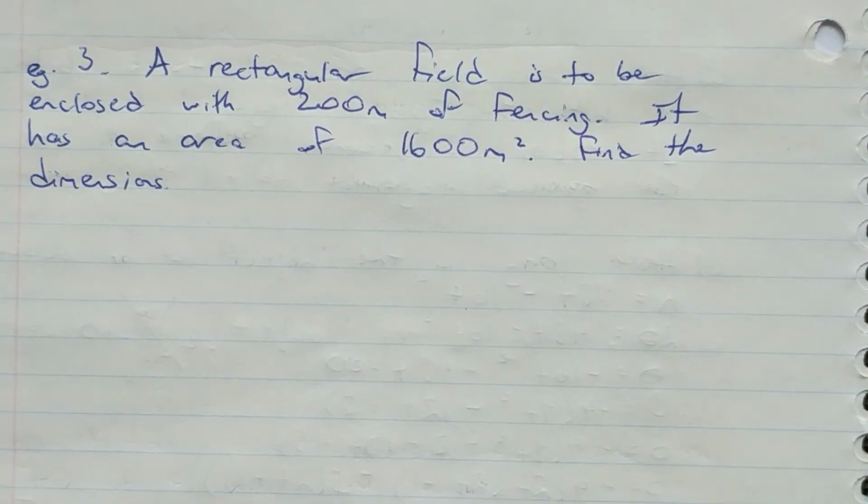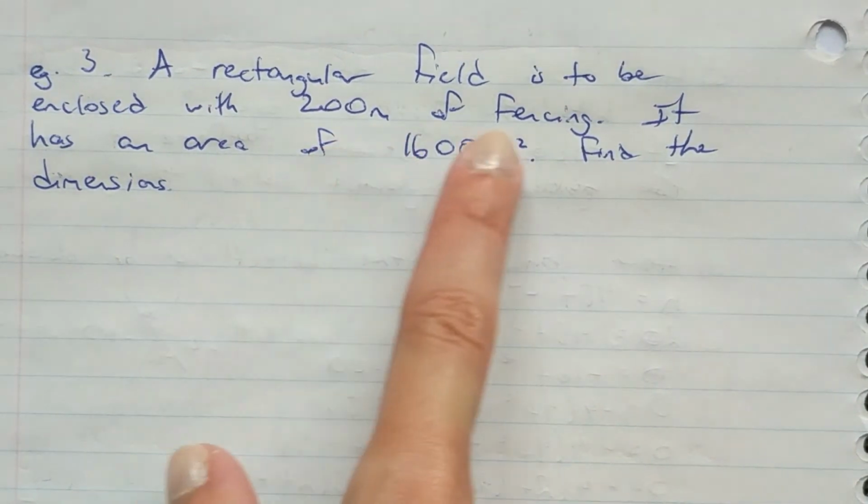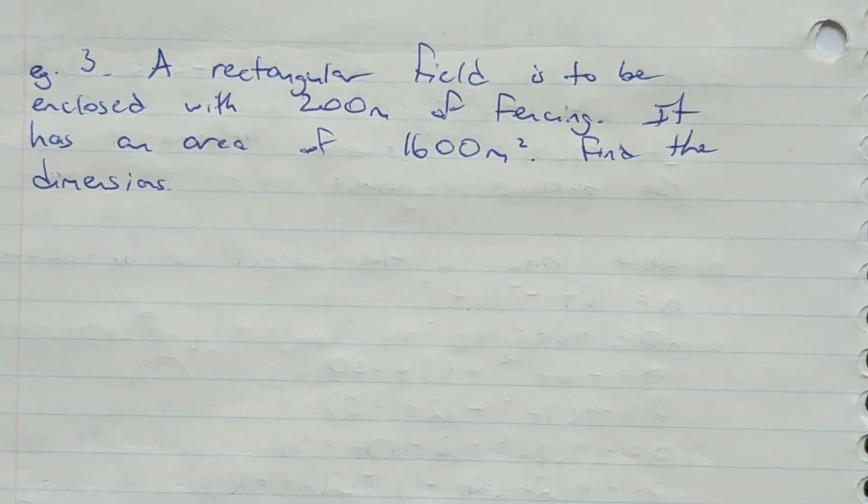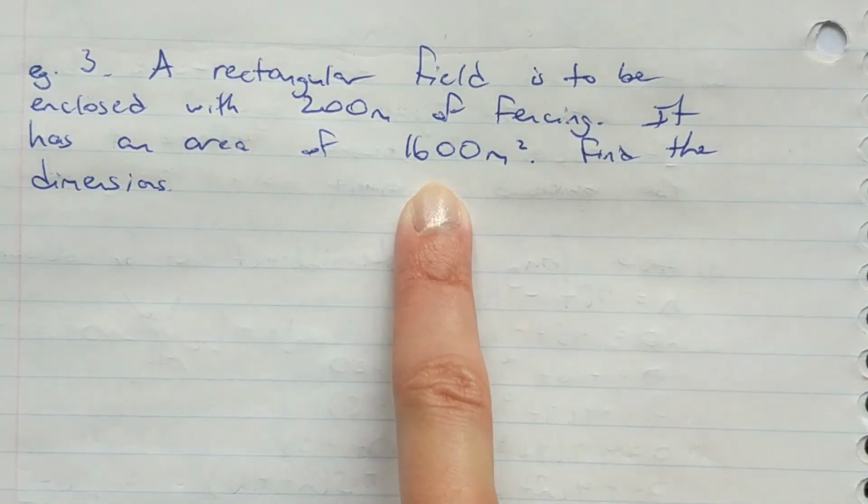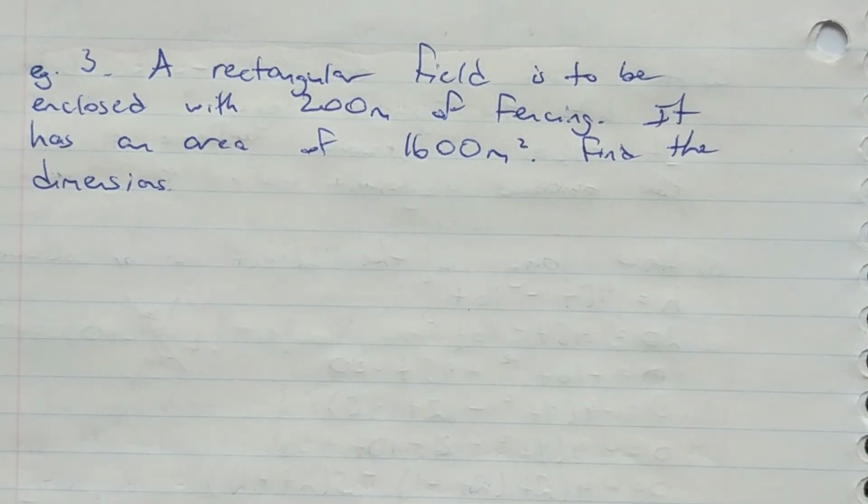A rectangular field is to be enclosed with 200 meters of fencing. It has an area of 1,600 meters squared. Find the dimensions. Okay. Well, we know we have a rectangular field. I'm just going to start by drawing a diagram.